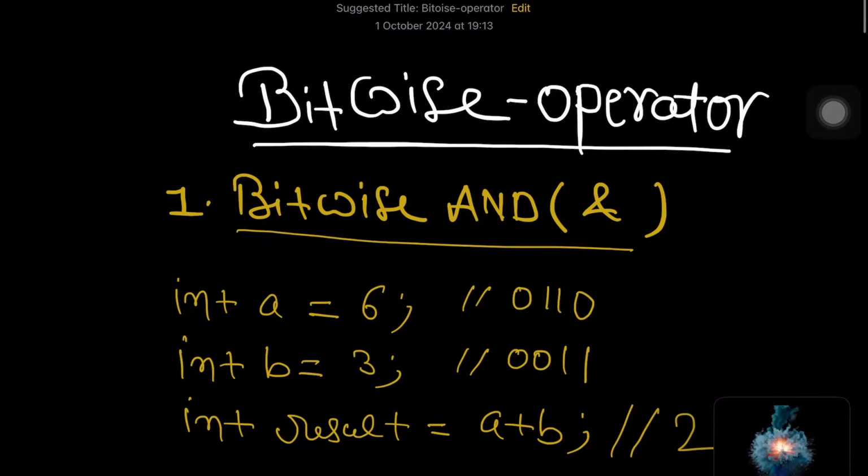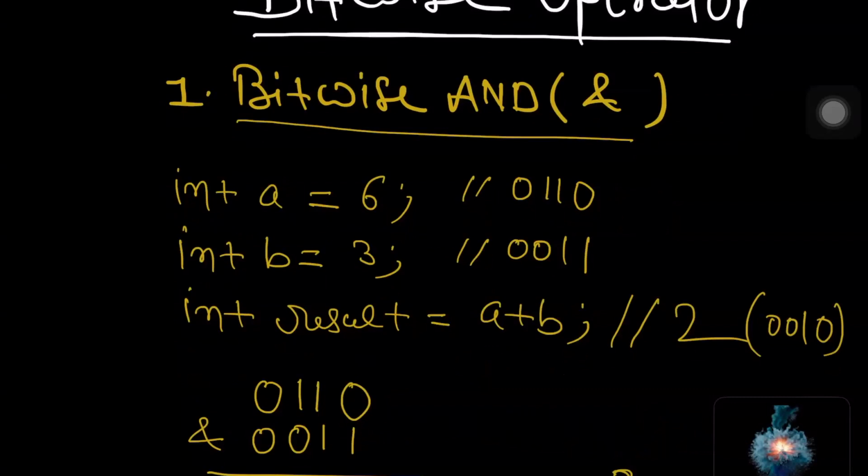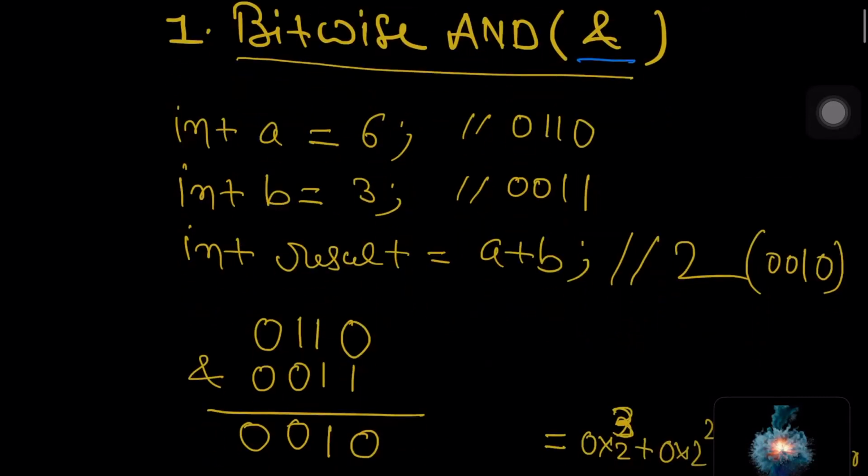Bitwise AND, you see this is the symbol of bitwise AND. So what will it do? In the example you just saw, I have taken int a equal to 6, int b equal to 3. And now I'm performing the AND operator. This is not plus, this is AND.